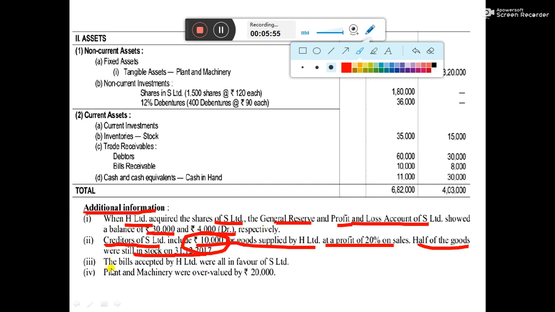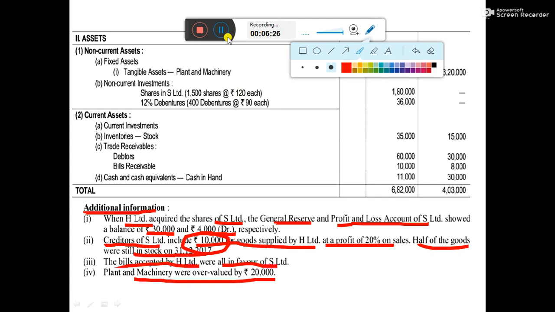The next adjustment is that bills accepted by S Limited were in favor of H Limited. So the bills receivable and bills payable adjustment we also need to see. And the last one is that plant and machinery was overvalued by rupees 20,000. This simply means that there was overvaluation of an asset, so there is a revaluation loss that has to be given effect for.